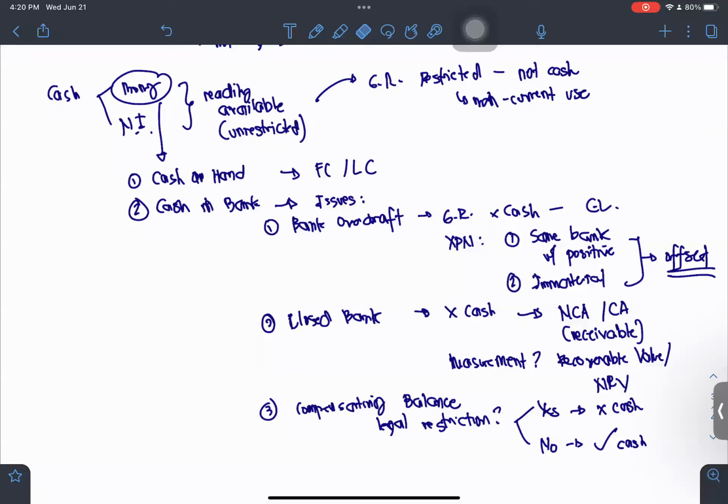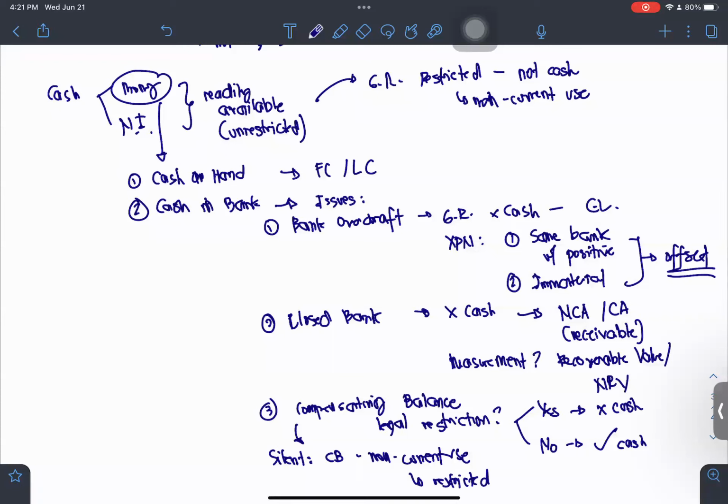Once you see it is restricted, then you do not place it as part of your cash. And furthermore, if the problem is silent, compensating balance is always for non-current use. Therefore, it is considered as restricted.